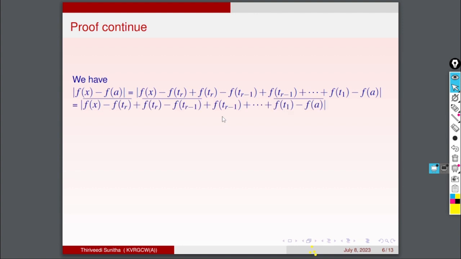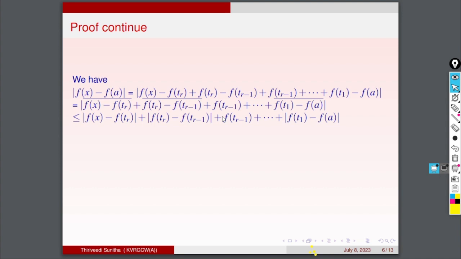So I took separately |f(x) − f(t_r)| as one set, plus |f(t_r) − f(t_{r−1})|, plus so on, plus |f(t_1) − f(a)|. By using that |A + B| ≤ |A| + |B|, this is less than or equal to |f(x) − f(t_r)| + |f(t_r) − f(t_{r−1})| plus so on plus |f(t_1) − f(a)|.